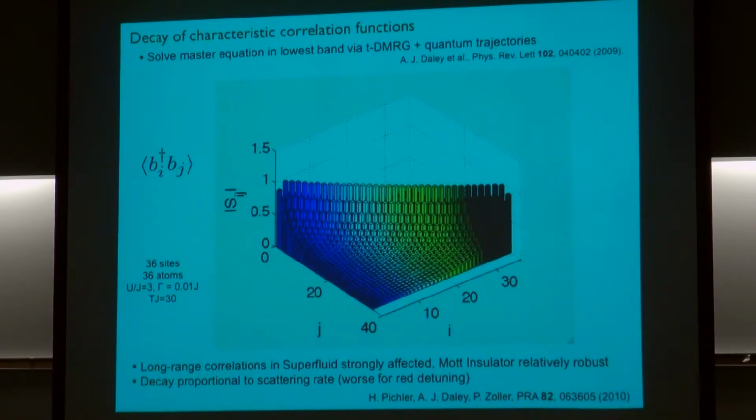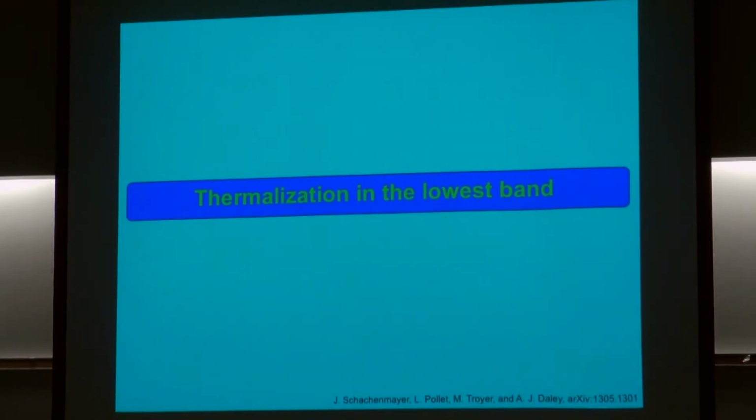We get a decay of correlations. Does this lead to some thermal state as a function of time? Does the system actually thermalize the energy that you're putting into it? Or is this some sort of out of equilibrium state? So I've already told you that if you transfer particles to a higher band, you don't get thermalization on experimental timescales. What about with the scattering processes where the particles stay in the lowest band?